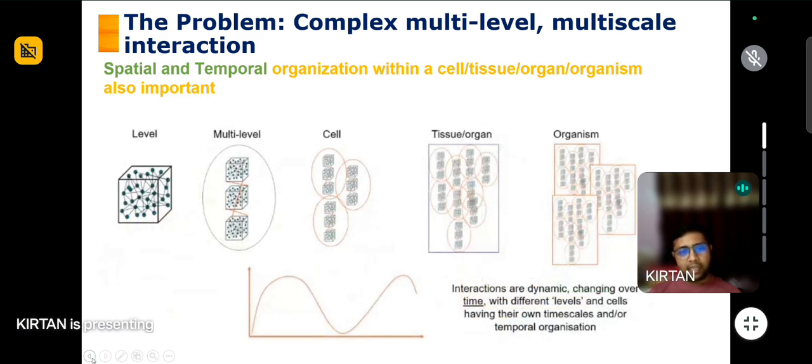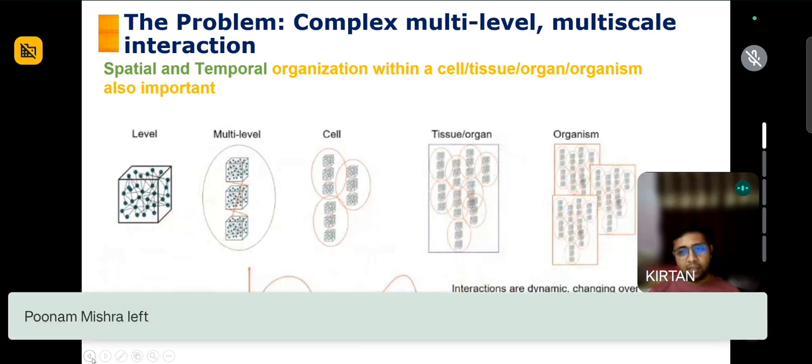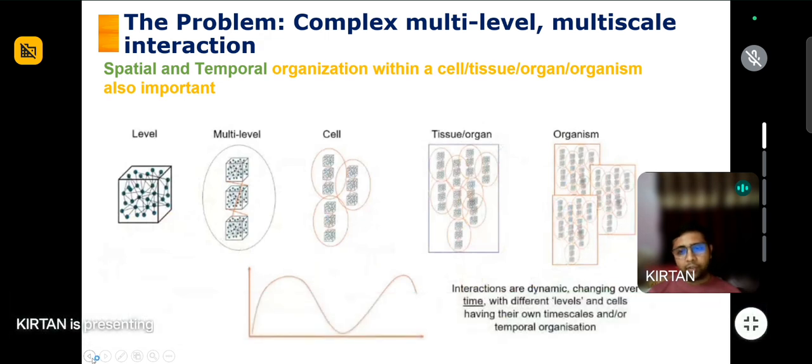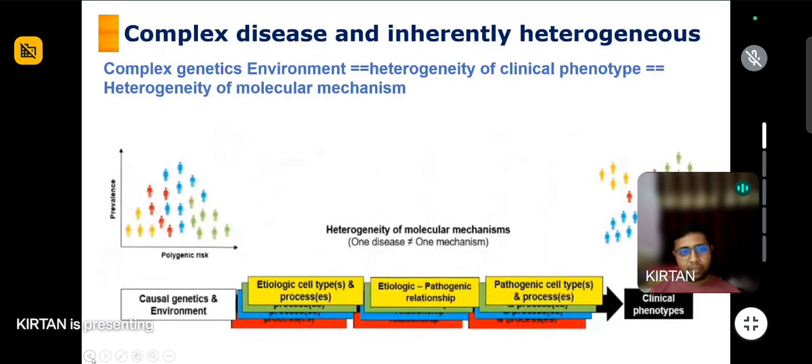Secondly, there are cell-level interactions, where transcriptome analysis is required. At the tissue level, single-cell RNA also plays a very crucial role. On the organism level, you can combine all the data and check with biochemical pathway analysis. So multi-level analysis is required. Now, how do complex disease, heritability, or heterogeneous things happen?